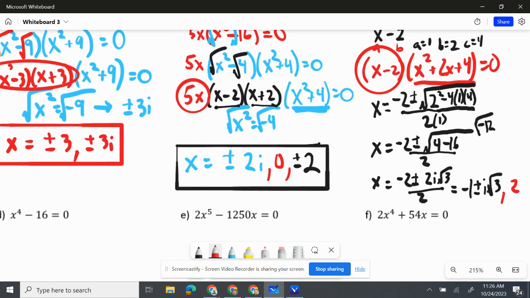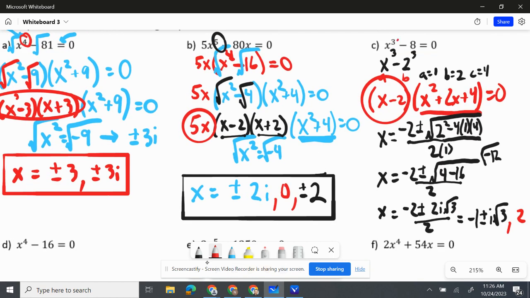So we have 3 answers: the 2, the negative 1 plus i square root of 3, and the negative 1 minus i square root of 3, which we could have expected because a cubic should have 3 answers since it's degree 3.